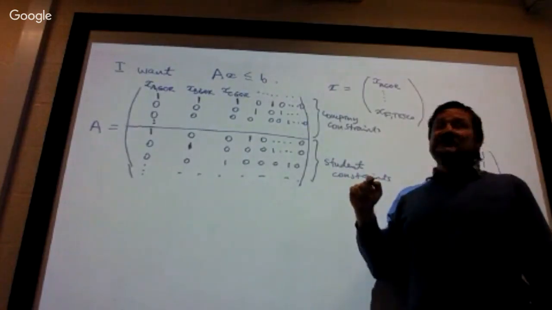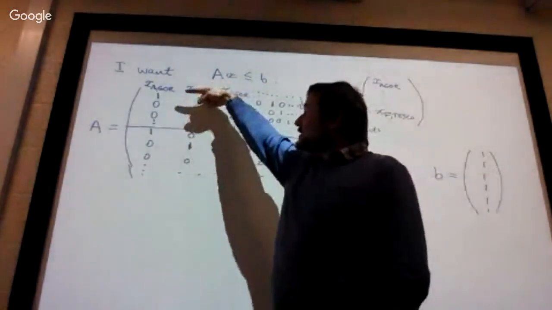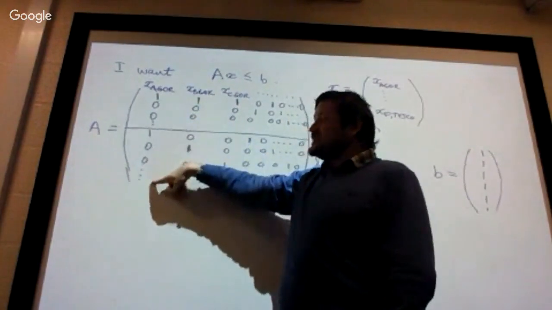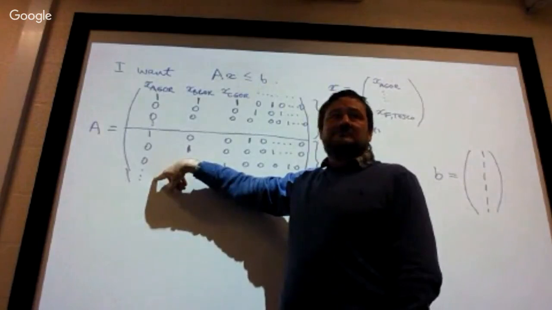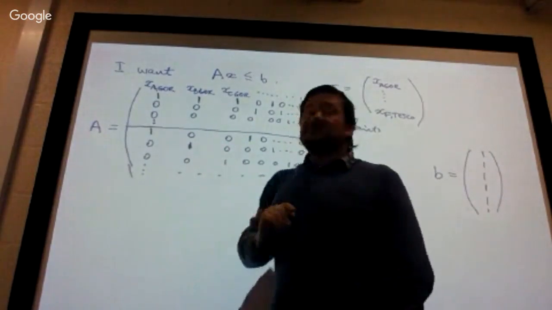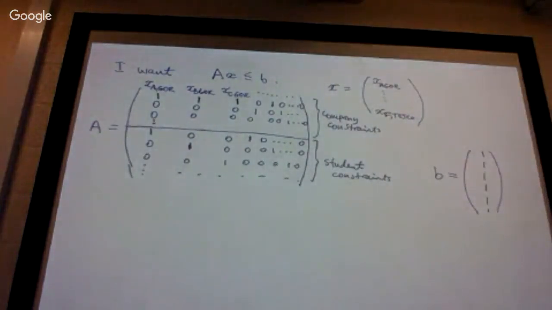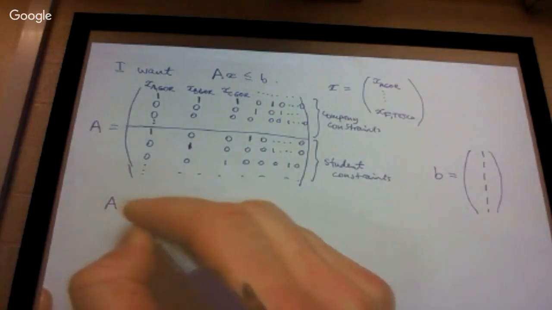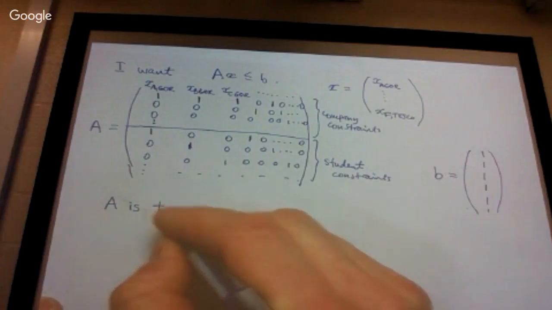And the third condition: when you look at every column, when you sum these, you get a 1, and when you sum these, you get a 1. There's exactly one 1 in each. So this matrix does satisfy the conditions, so it's totally unimodular.